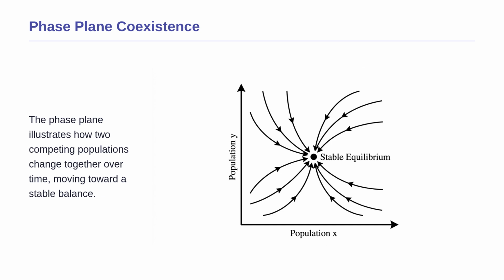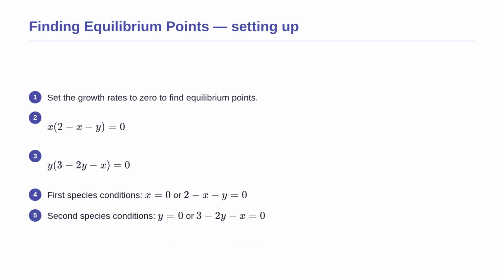Depending on their starting numbers and the strength of their competition, the populations shift until they converge at the black dot in the center. This point is the stable equilibrium, representing a perfect balance where both species coexist and neither population changes anymore.